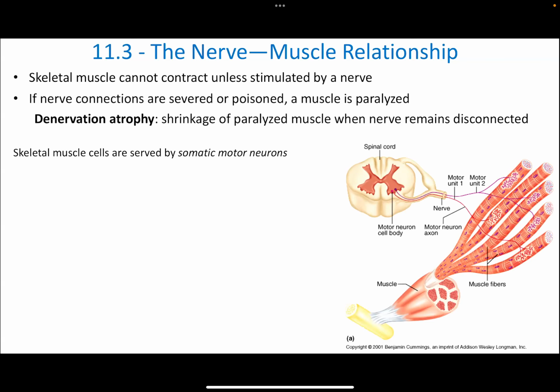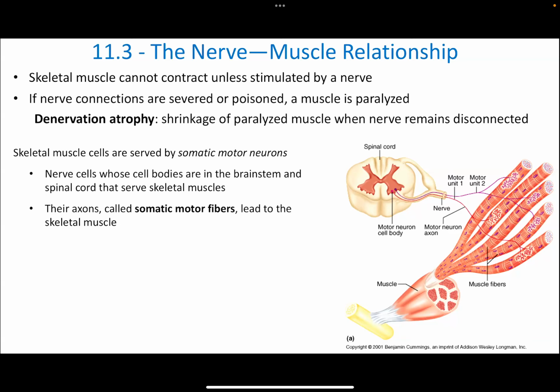Skeletal muscles are serviced by somatic motor neurons. In a few chapters, we will talk about the divisions of the nervous system. One division that is solely devoted to skeletal muscles and voluntary movements is the somatic motor neurons. So the division of the somatic nervous system is going to service these voluntary skeletal muscle demands. It's helpful to just start associating somatic with skeletal muscles.